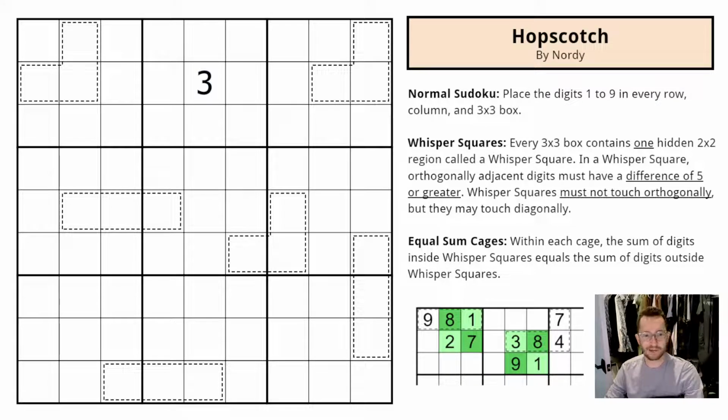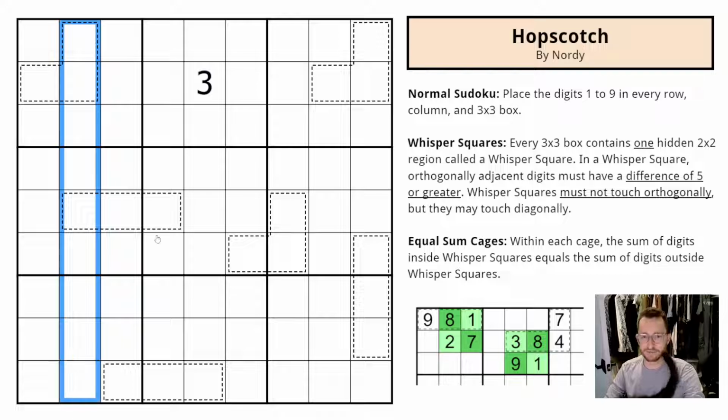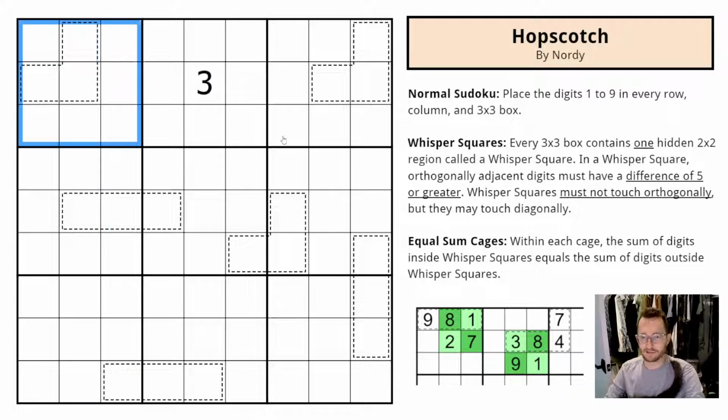I wanted to show a break-in that I found especially interesting enough to make a video for this puzzle called Hopscotch, which is a variant Sudoku with a few rules, and we're just going to jump right in. The first rule is normal Sudoku, which means place the digits 1 to 9 in every row, every column, and every 3x3 box. And it now has some special rules.